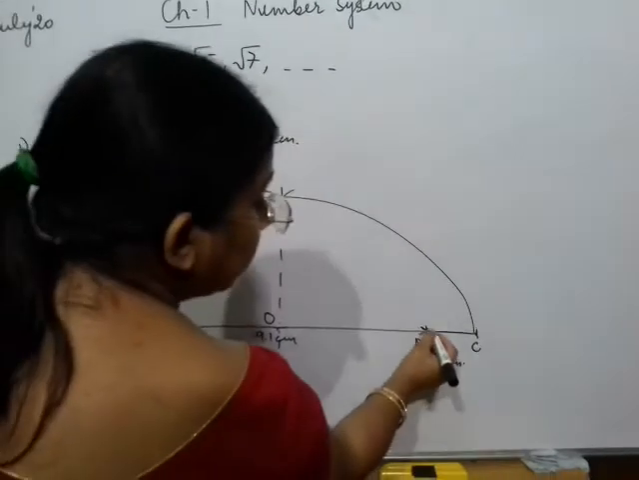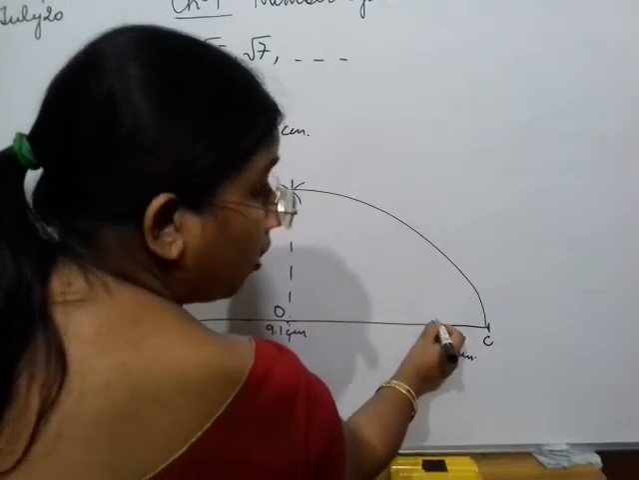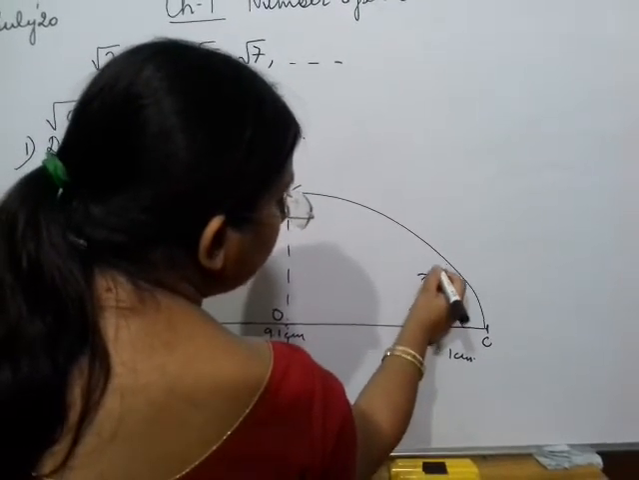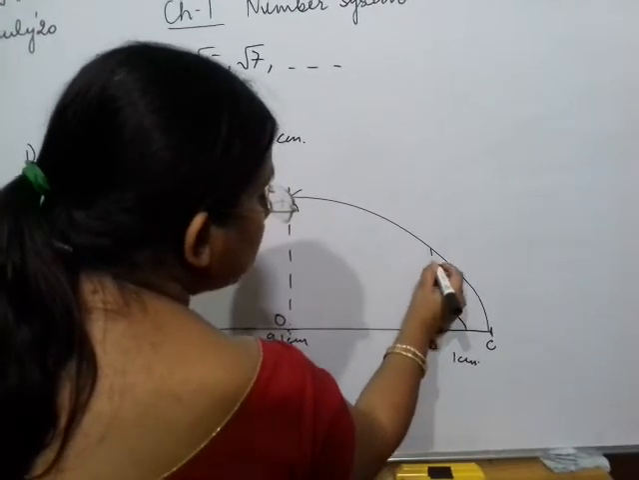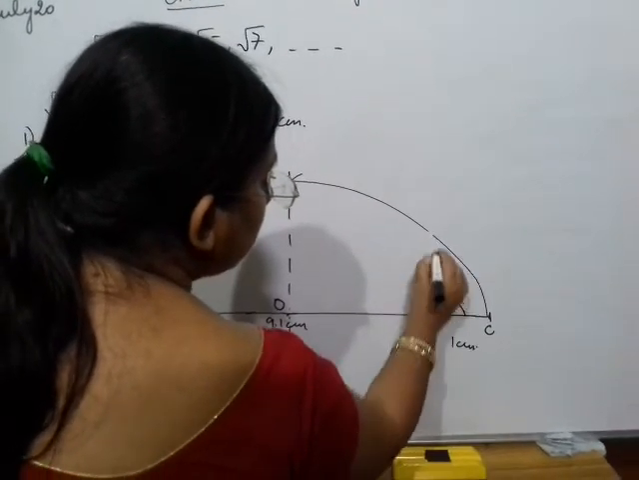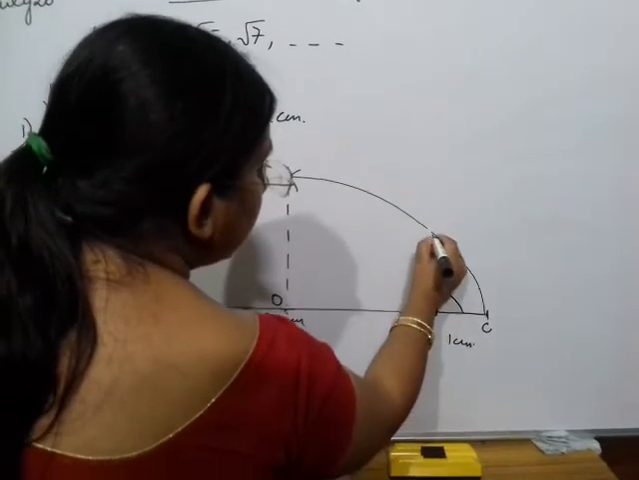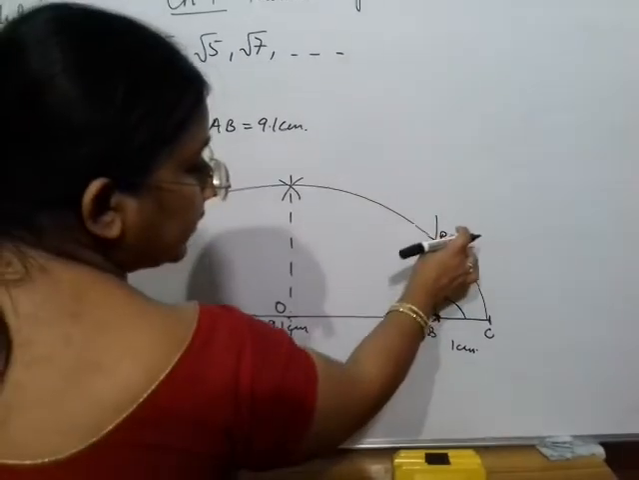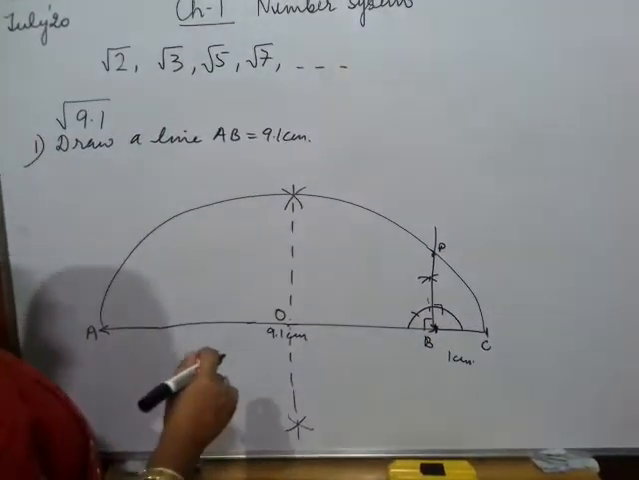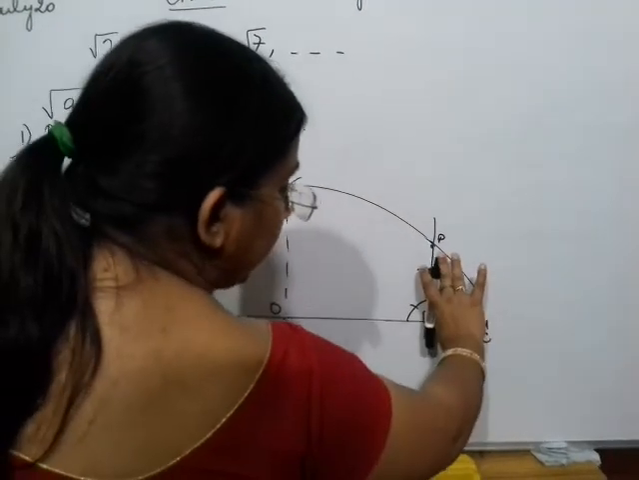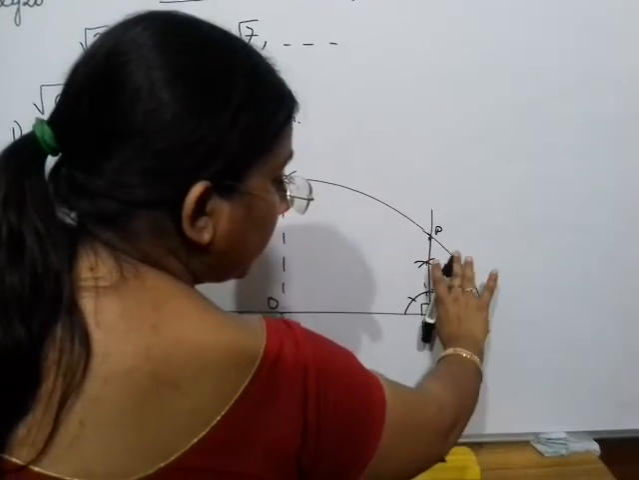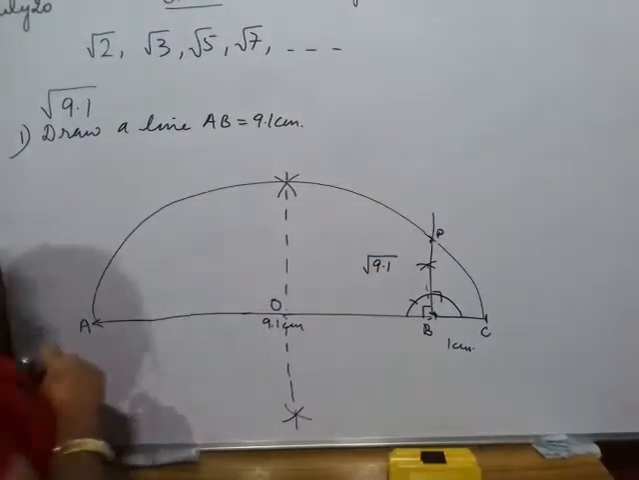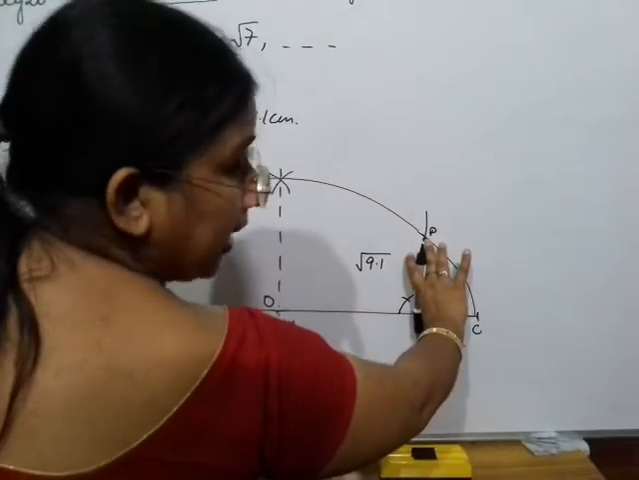Now at B, you have to draw an angle of 90 degrees by making arcs of 60, 120, then 90, which intersects the semicircle at some point, let us say P. Clear? Now this BP is under root 9.1. This BP represents under root 9.1.